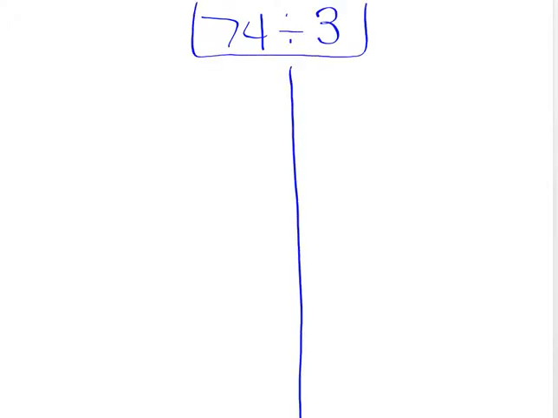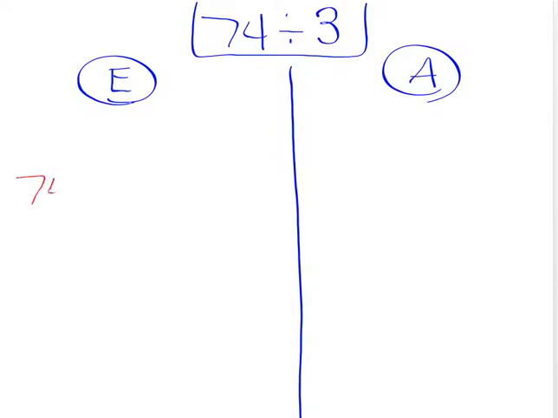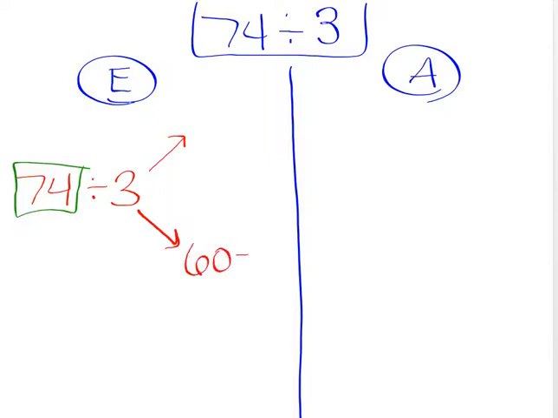What if I have a problem like 74 divided by 3? Okay, so I'm going to estimate over here, and I'm going to find my actual over here. If I were estimating 74 divided by 3, when I'm thinking about this 74, I need a multiple of 3 that's close to 74, and it needs to be one that works nicely and easily for me. So I would say on the low side, I would think that this is close to 60, just because that's easy and workable with 3.